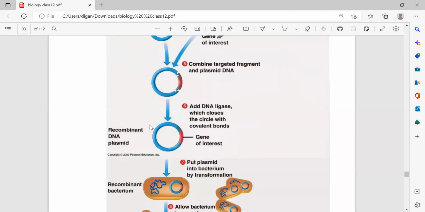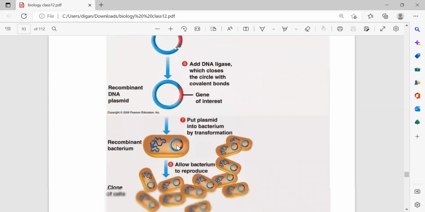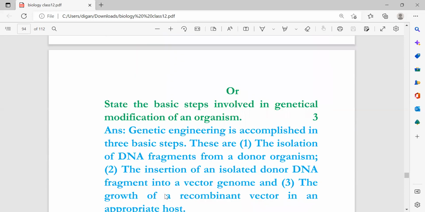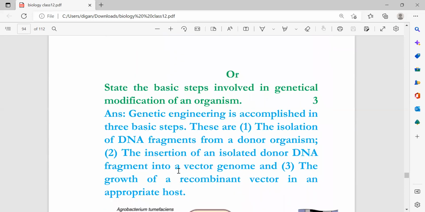With the help of DNA ligase enzyme, they are joined with this plasmid. As a result, the recombinant DNA plasmid is produced, where the gene of interest is present. Then this plasmid is put into the bacterium by the transformation process, and then we allow the bacteria to reproduce. Finally, lots of bacterial cells will be produced where the gene of interest will be present. So this is the process of gene cloning.